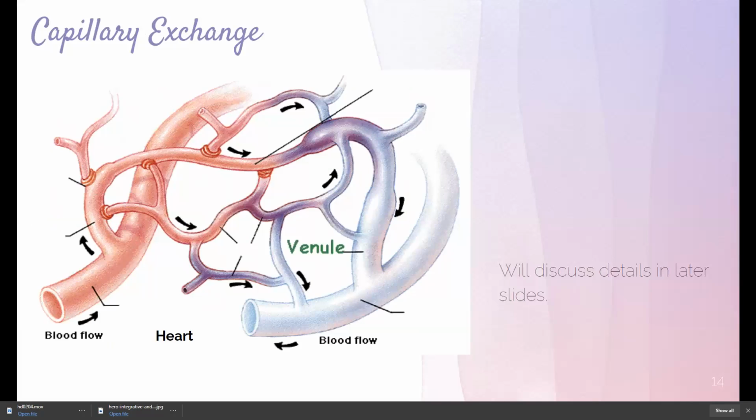This is something that one of my co-tutors is going to cover a little later, but I just thought I'd include it in there so you guys can get a general feel for what's going on. And this is basically capillary exchange and how the blood flows through the arteries, arterioles, and eventually makes its way to capillaries where the exchange occurs, and then it moves on to the venules and the veins.